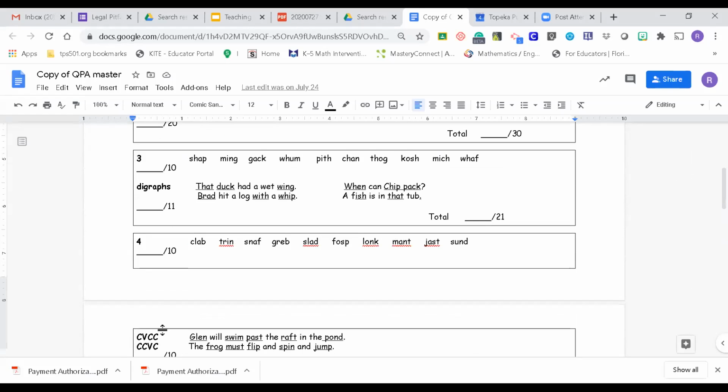Because you might have a kiddo that says, yeah, I don't know digraphs, but they know this pattern down here. So you can have those little gaps. So until you really know your students, sometimes I go ahead and I test one or two more just to make sure that I have them exactly where they need to be.